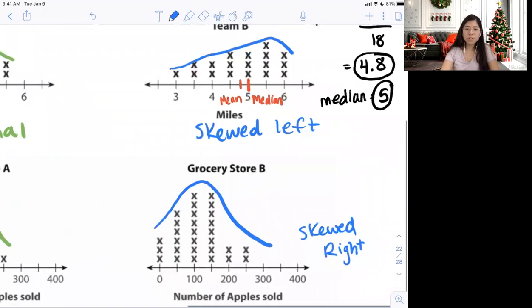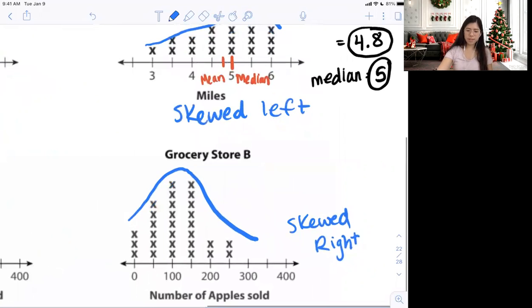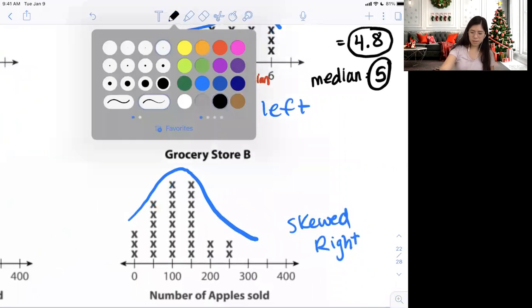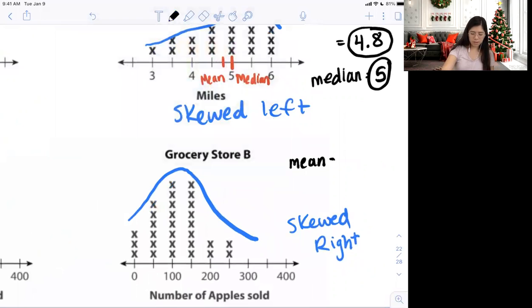So on grocery store B, what do we expect? Where will the mean be, on the left or on the right of the median? Should be on the right. So go ahead. These are kind of bigger numbers, there are a lot of numbers here. It might take a minute, but see if this makes sense. Let's try the mean and then the median. Luckily, there are 3 zeros, so you don't have to add those. And by the way, it goes 0, 50, 100, 150, 200, 250. Can we multiply? You can, that's what I'm doing.